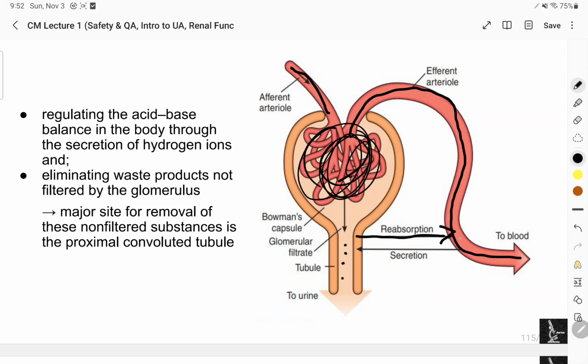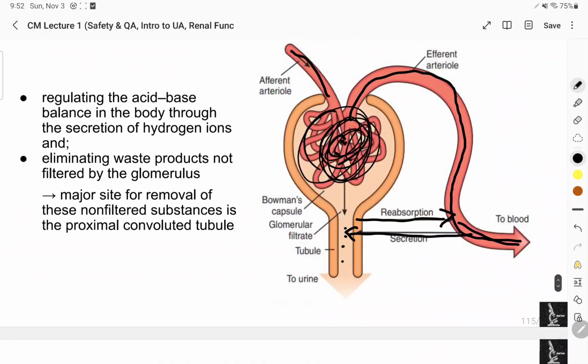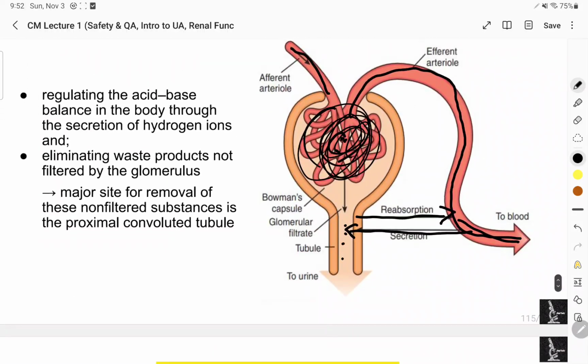Okay? The important substances, glucose, sodium, salts, amino acids, are reabsorbed back to the blood, right? In the PCT. The waste products that were not filtered here are secreted here back into your tubular lumen so they can be eliminated and excreted. Okay? So that is tubular secretion. And also aside from that, it regulates the acid-base balance in our body because our kidneys are also responsible for the secretion of hydrogen ions and the reabsorption of bicarbonate.